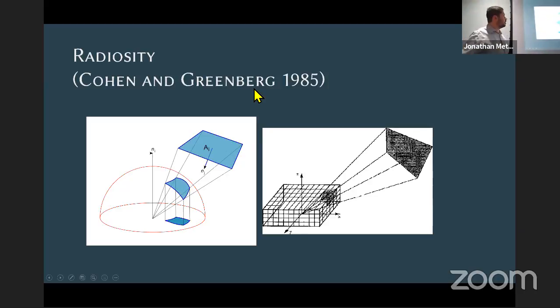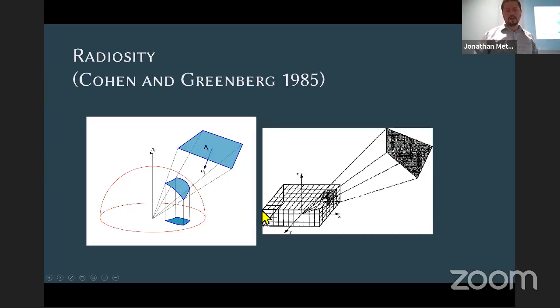So Cohen and Greenberg, in advancing the radiosity, came up with this hemicube method, where instead of having a hemisphere, you have a hemicube, and so it would be easier to figure out how much light is then transferred from one patch to another by sampling the hemicube.